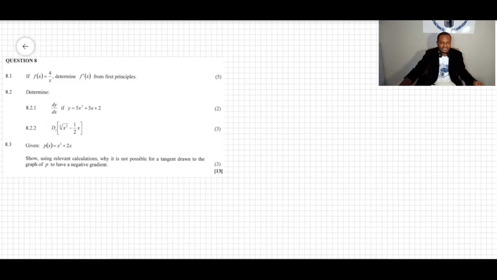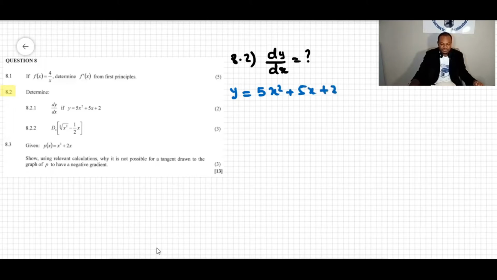All right, we have a question here, question 8.2, that says determine dy dx if y equals 5x squared plus 5x plus 2. Now, I'm going to write here 8.2. So we need to determine dy dx. Y is given by 5x squared plus 5x plus 2.